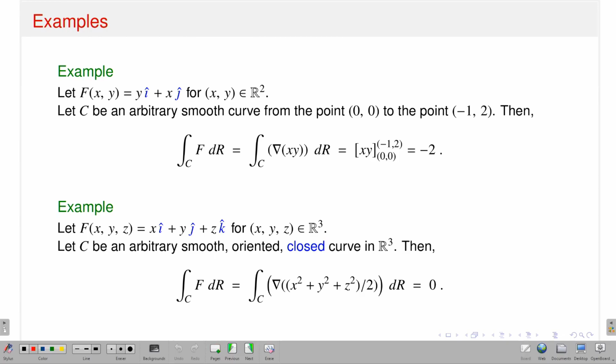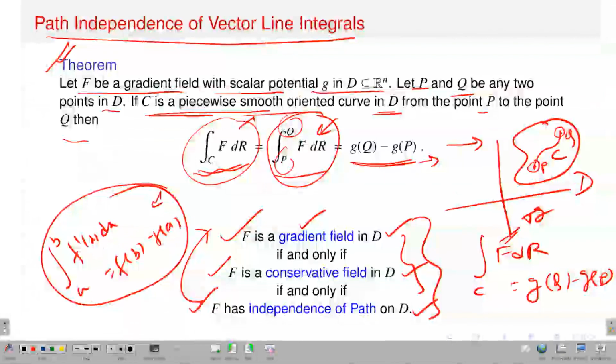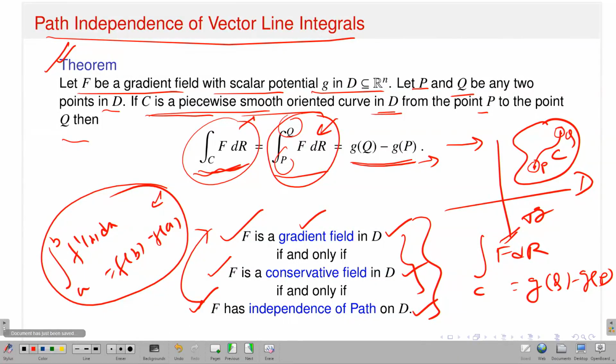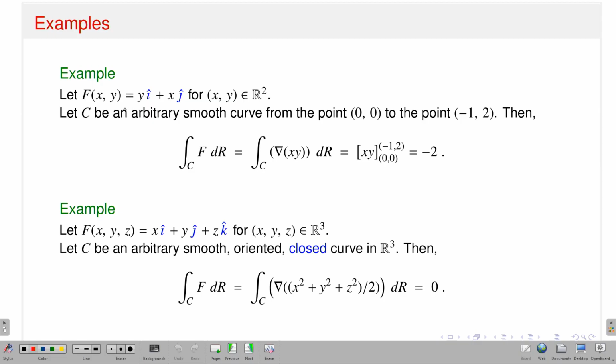Two examples I have calculated, as I said. You can calculate the vector line integral, if I have a gradient vector field, in terms of the values of the scalar potential. Suppose this vector field, which we have already seen, is a gradient vector field. So what is the scalar potential? If you remember, the scalar potential is f from R2 to R, f of (x,y) equal to x times y, right?